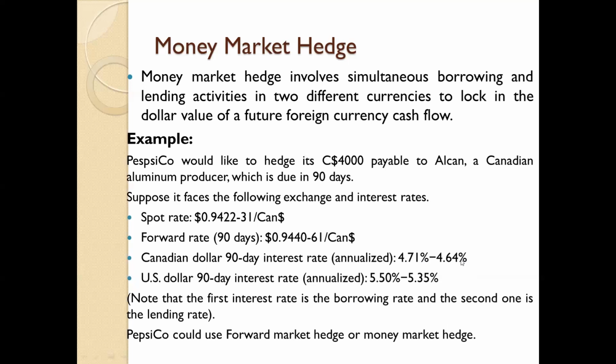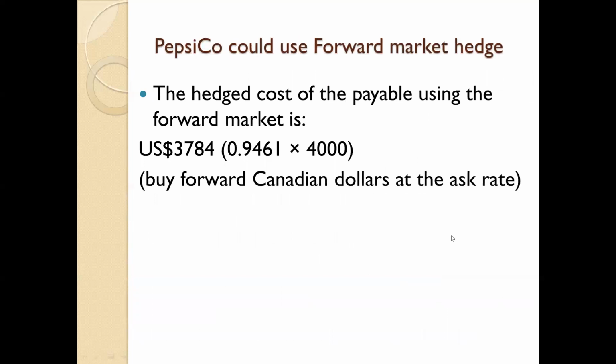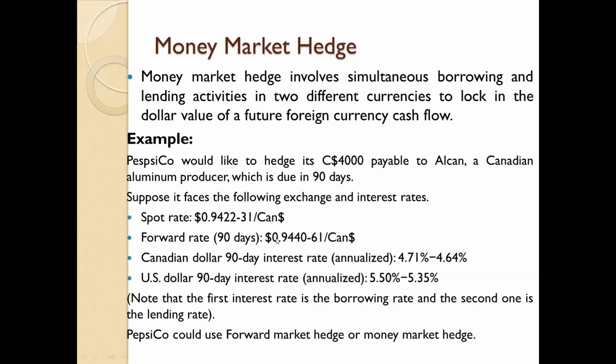Now, before looking at the options in the money market, let's try the forward market hedging. If we are going with the forward market, what we can do is enter into a forward buying contract to purchase Canadian dollar 4,000 after 3 months at the rate of, what is the rate?